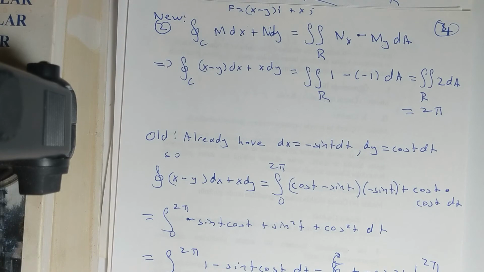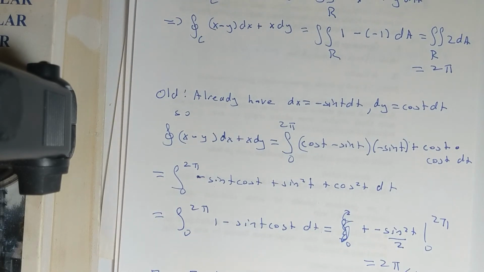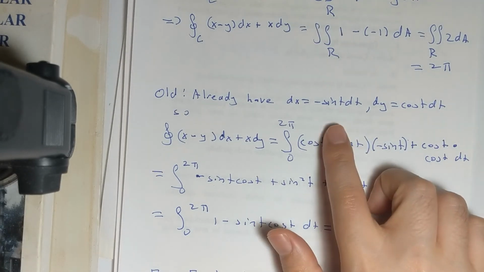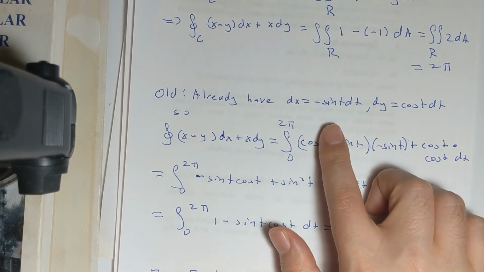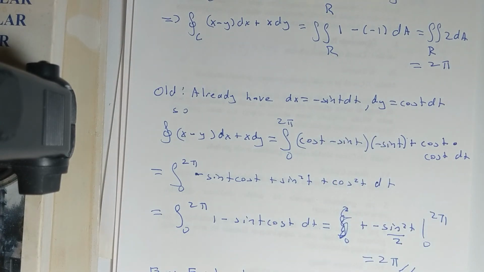Now if we do it the old way, for calculating the circulation, we already calculated on the previous page that dx is equal to minus sine t dt and dy is equal to cosine t dt.